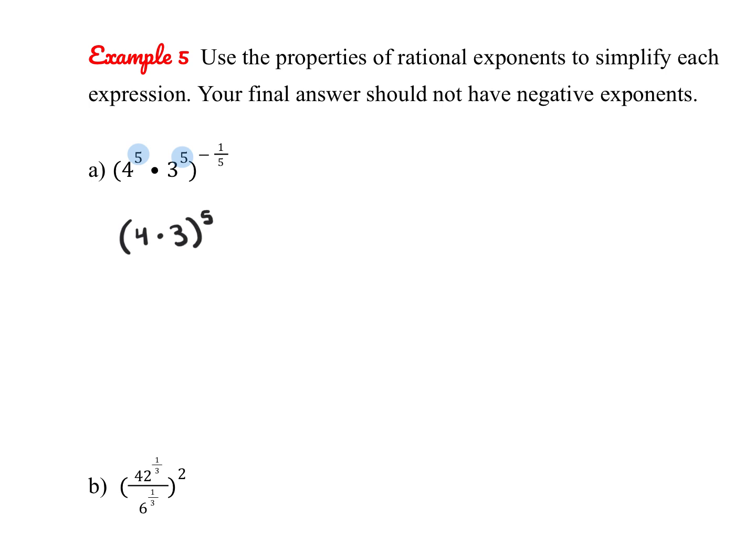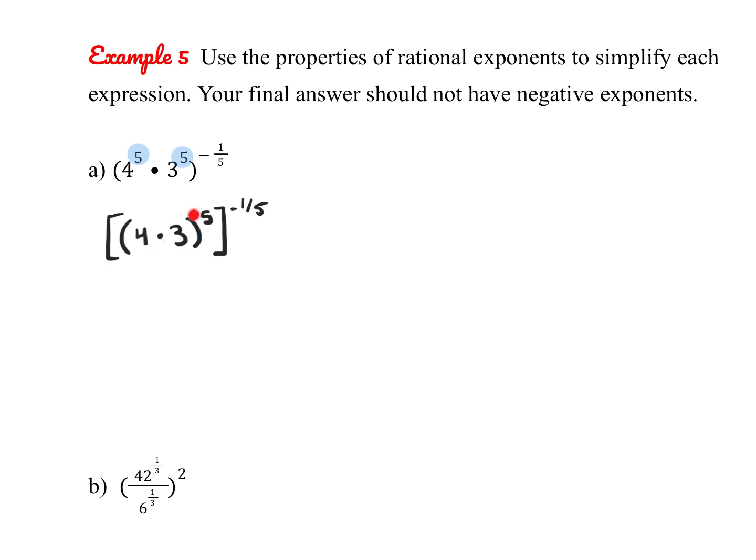Because I know that if I were to expand this out, it'd be 4 to the power of 5 times 3 to the power of 5. Now, then I'm going to take all of that and raise it to the power of negative 1/5. So this does not disappear. I'm simply rewriting this. I'm using my power property kind of backwards.